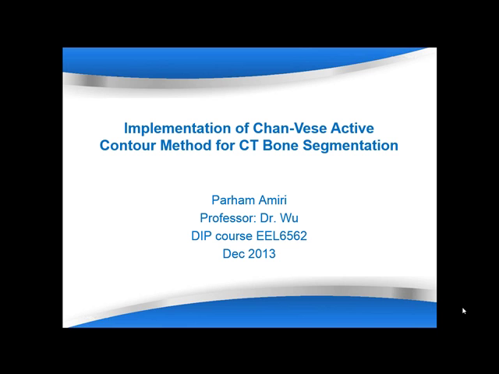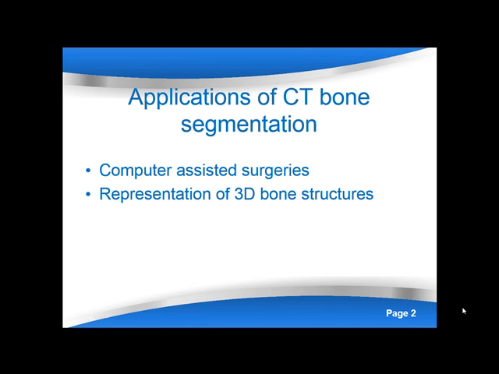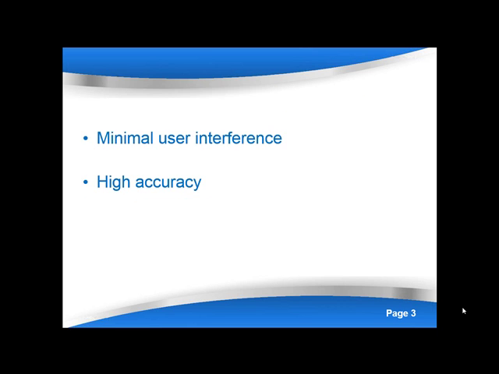Today I am presenting implementation of Chan-Vese Active Contour method for city bone segmentation. Today, precise segmentation of bone pixels from CT imagery is of high importance, especially in applications such as computer-assisted surgeries or representation of 3D bone structures, in which minimal user interference and high accuracy are required.